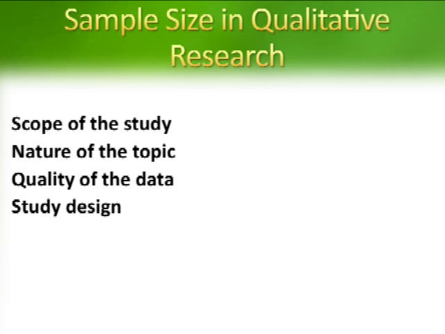Generally, if the scope of the study is broad, more subjects will be needed to reach saturation. If the topic is clear and easily discussed, then fewer subjects will be needed. If the quality of the data is good, then fewer subjects will be needed. And if the study design includes numerous interviews, then fewer subjects will be needed.